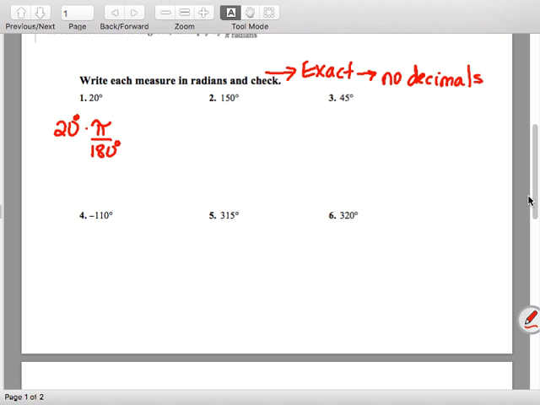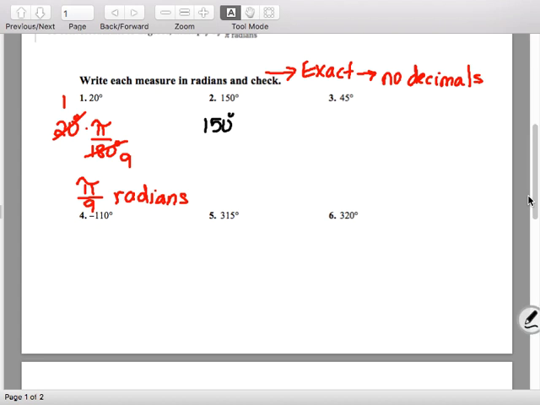So if I have 20 times pi over 180, 20 goes into 20 once, 20 goes into 180 9 times. So that's pi over 9, and I have converted to radians. Let's try the next one.